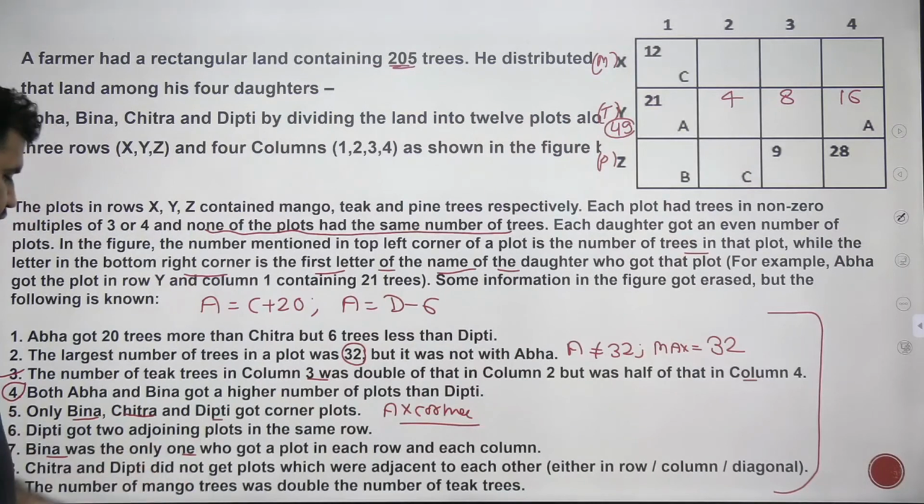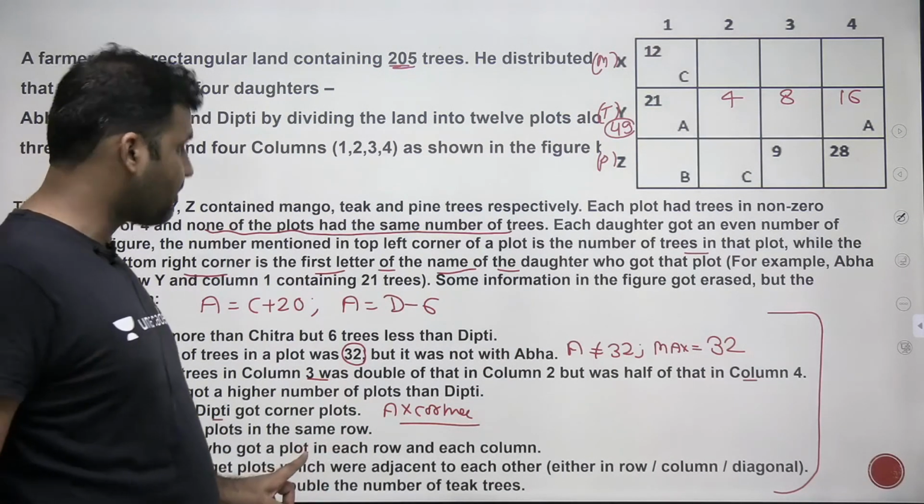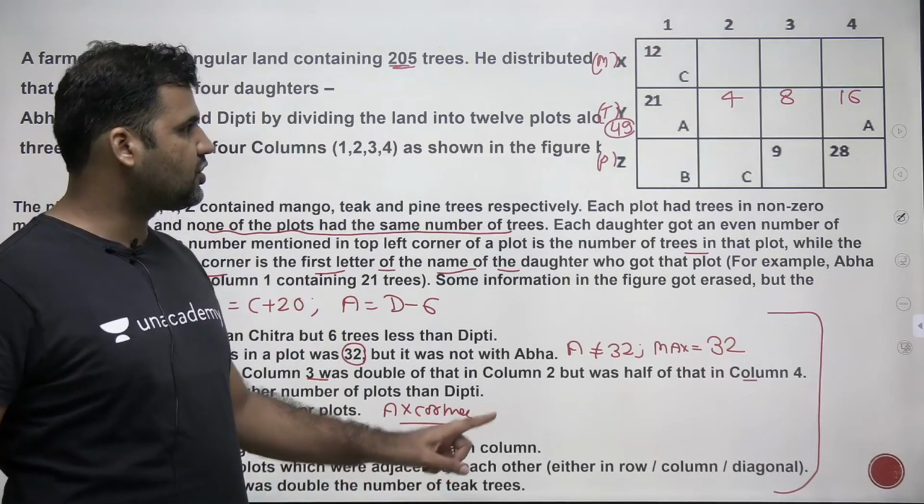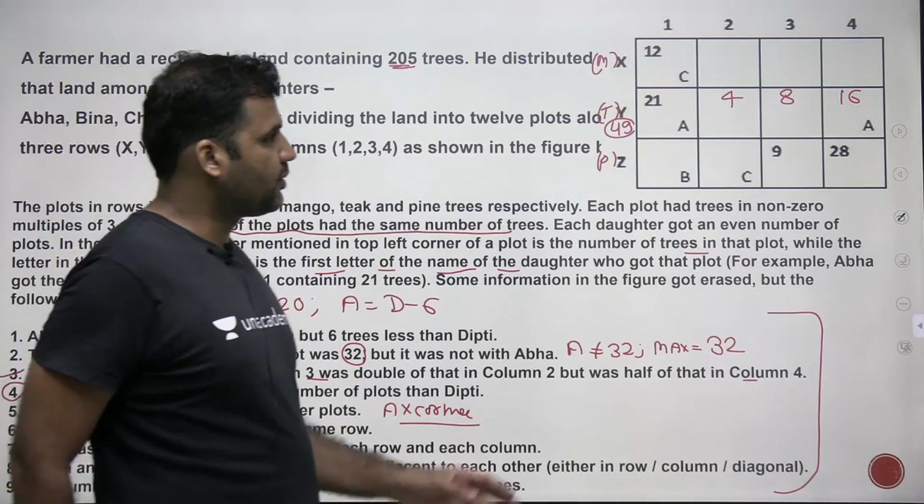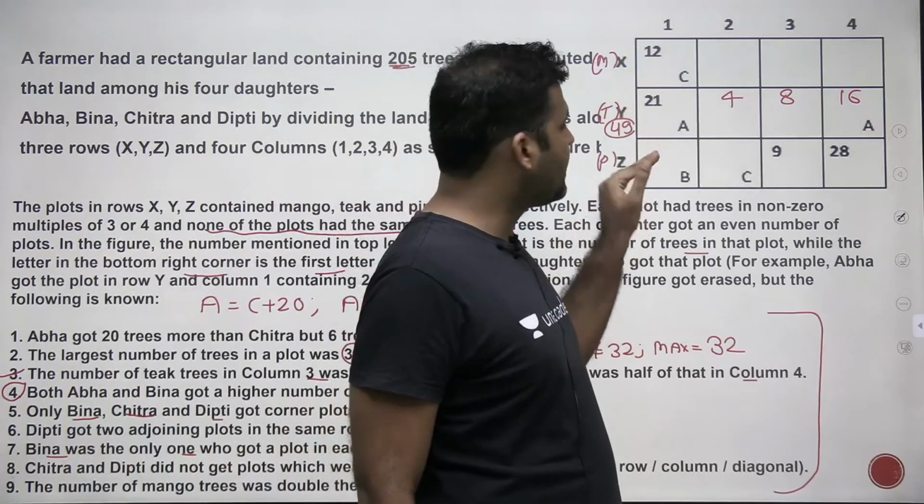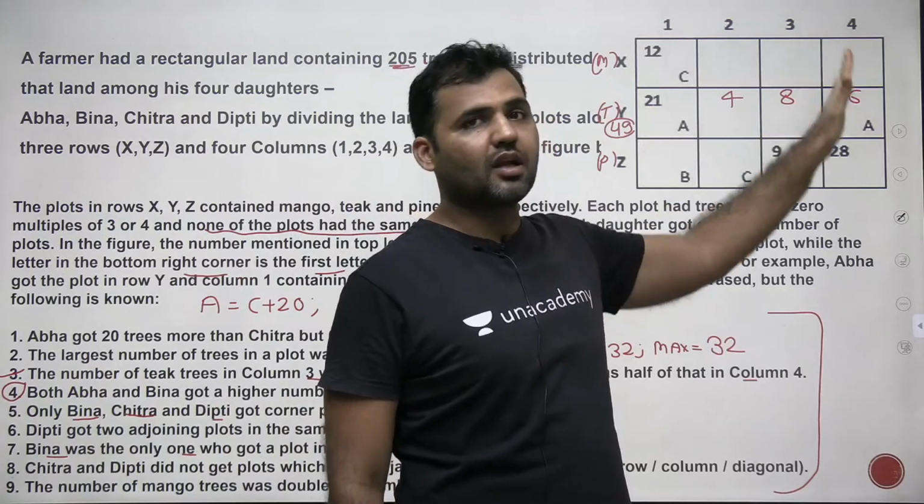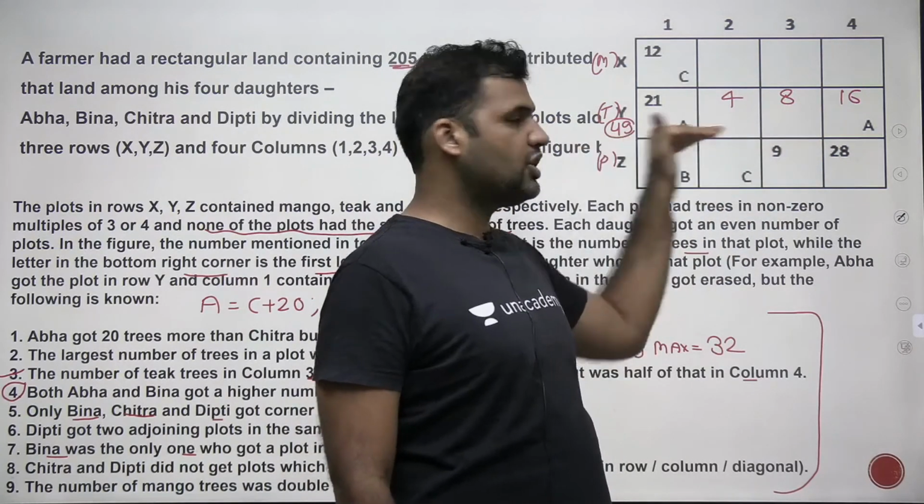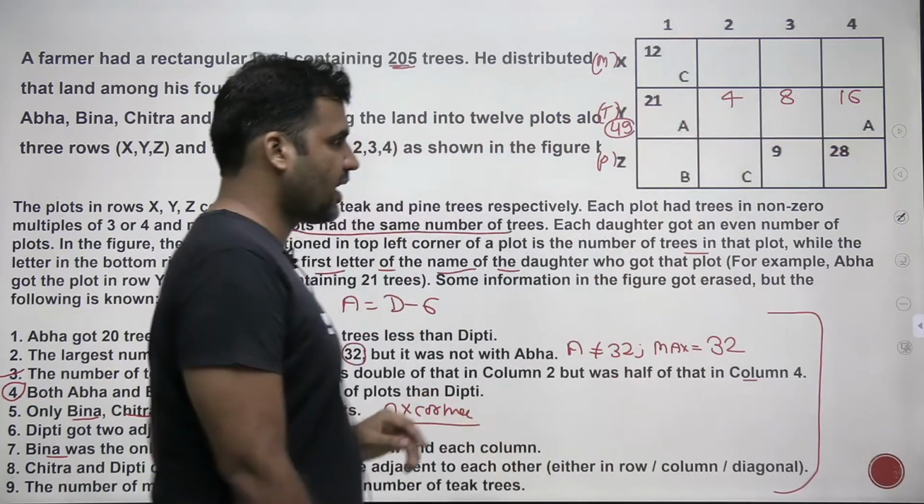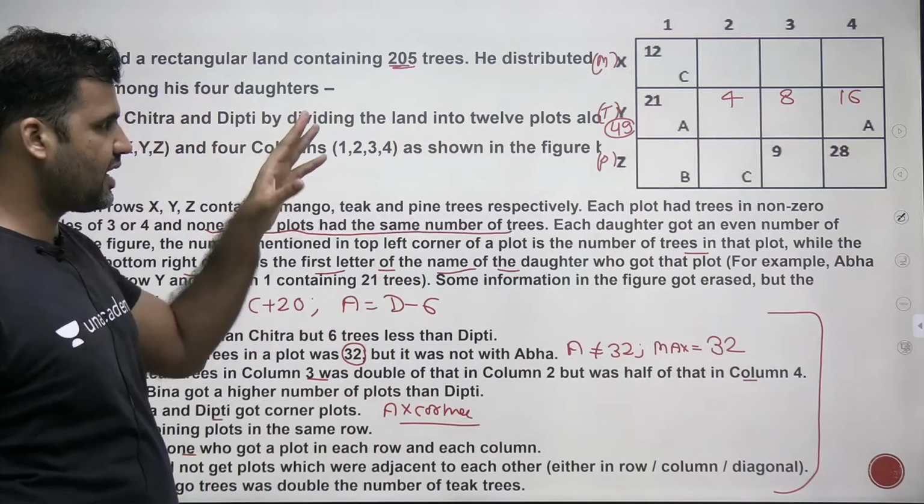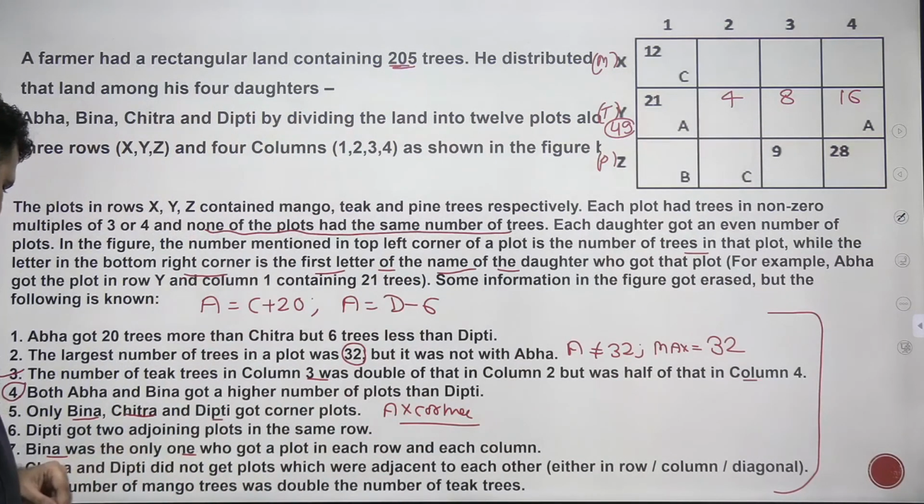Bina was the only one who got a plot in each row and each column. Okay, so Bina is supposed to be present in each of these rows as well as in each of these columns. So Bina is having a plot in each of the rows as well as in each of the columns. Again, a point that cannot help us in finding out the number of trees at this point of time.